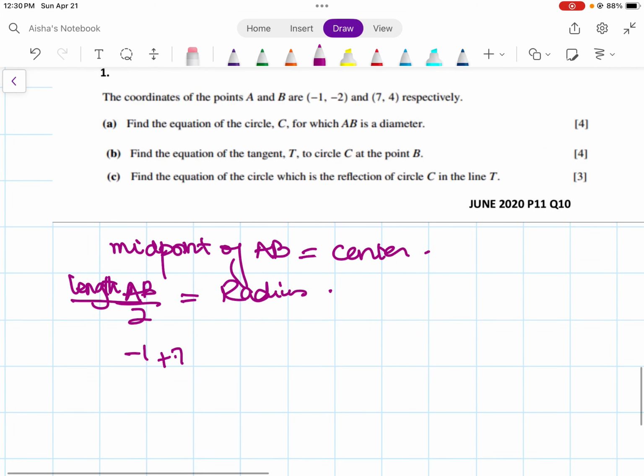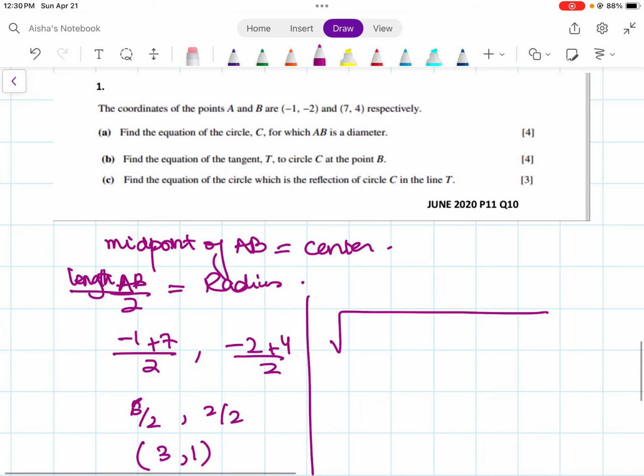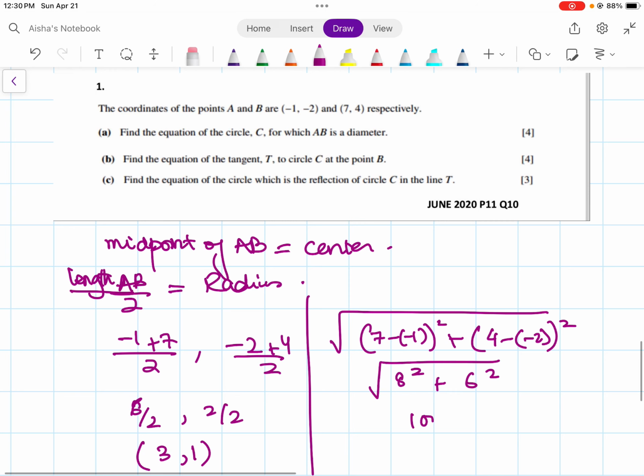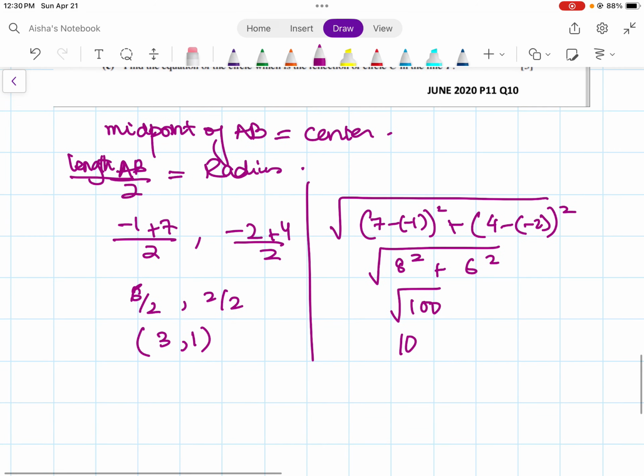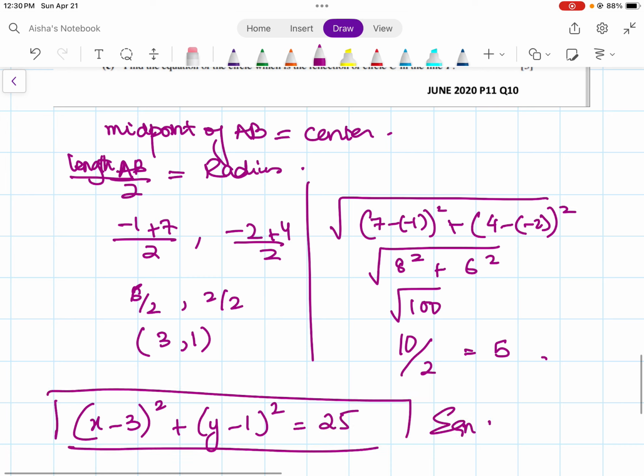How do we find out the midpoint? How do we find out the length? Divided by 2 is 5. So that gives the equation of the circle.